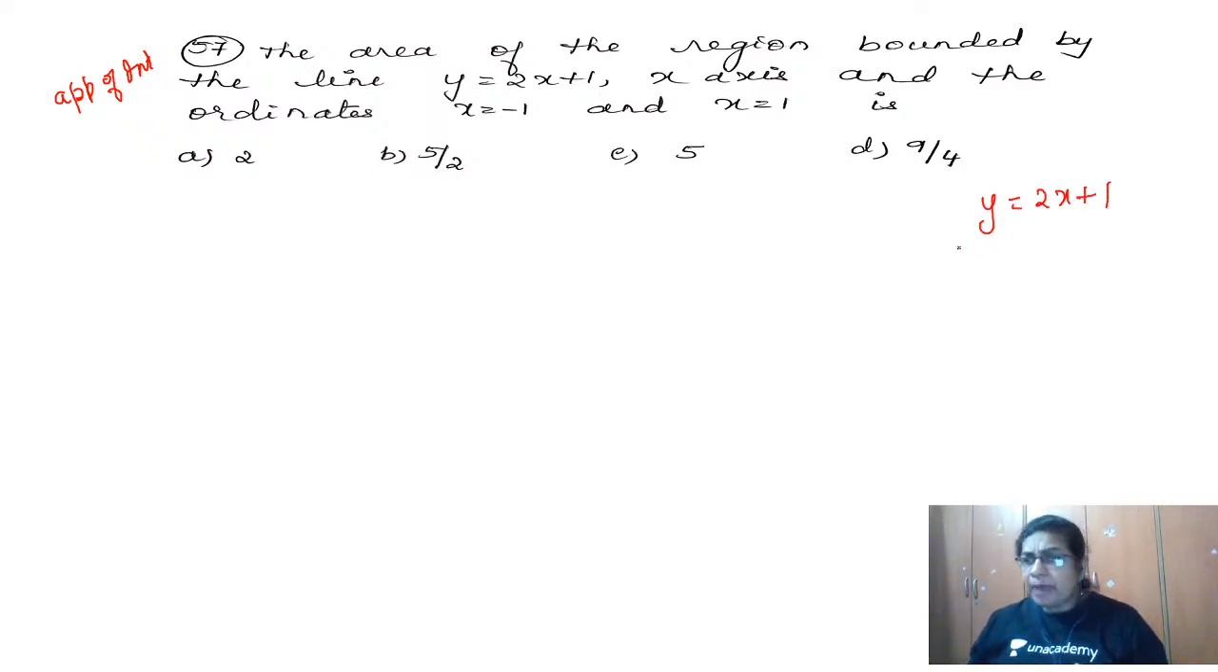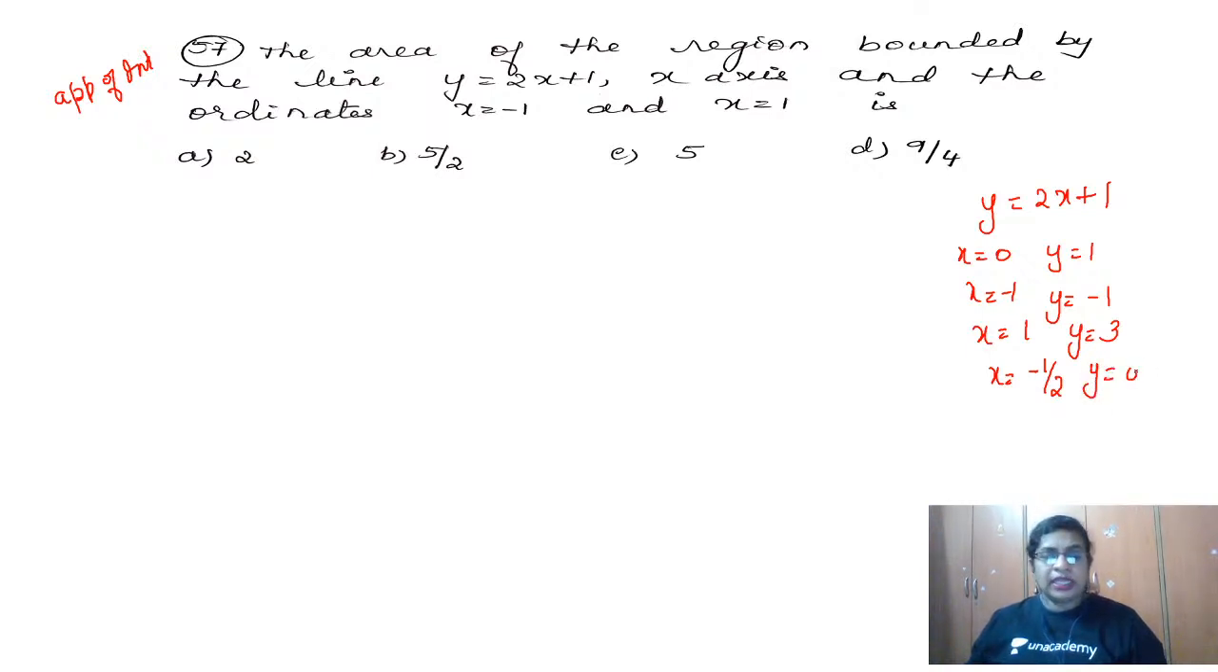Yes. So what will happen when you put x is equal to 0? Let us get all possible points. When x is 0, y is equal to 1. Next, when x is equal to minus 1, what is y equal to? We are getting minus 2 plus 1, which is minus 1. Next, when x is equal to 1, what are you getting? Y is equal to 3. Let us take one point in between minus 1 and plus 1. Here let us take minus half. What is that? Y is equal to 0.